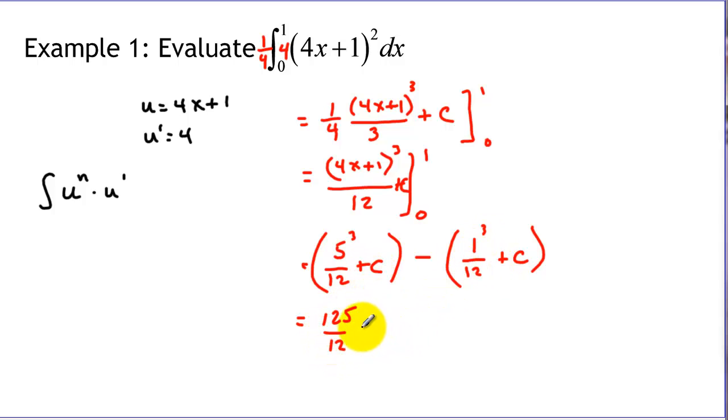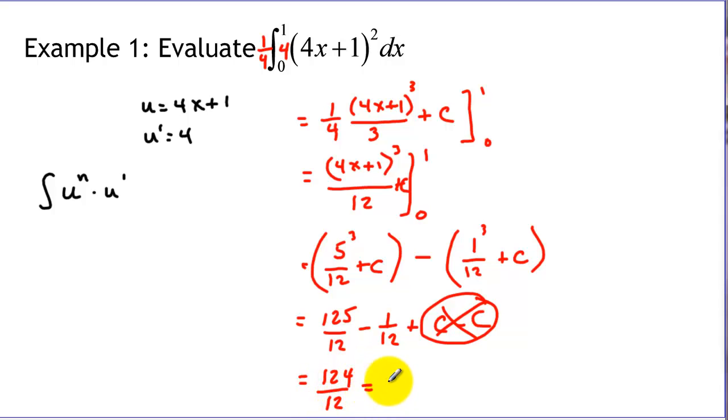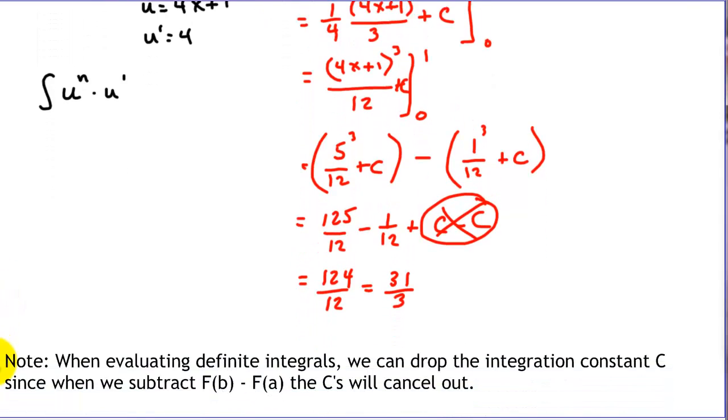And then minus 1/12. And then from the first part here, I've got c and then minus c. So notice these cancel each other out. And we end up here with 124 over 12, which can be reduced to 31/3. And that would be the value of this original definite integral here. Now notice the c's canceled out.